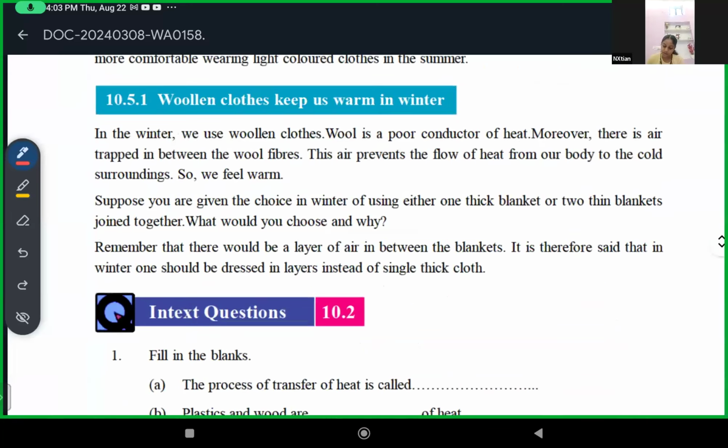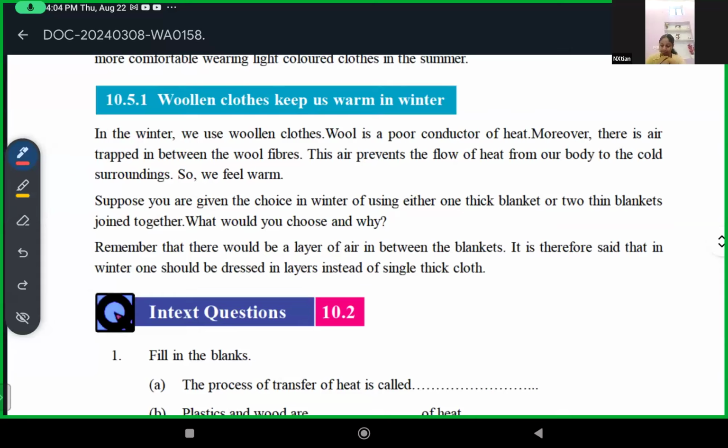So in winter, we use woolen clothes. Wool is a poor conductor of heat. Moreover, there is air trapped between the wool fibers. The air prevents the flow of heat from our body to the cool surroundings, so we feel warm. Air doesn't pass through them, and heat also doesn't pass through when we are wearing warm clothes. So they keep us warm.